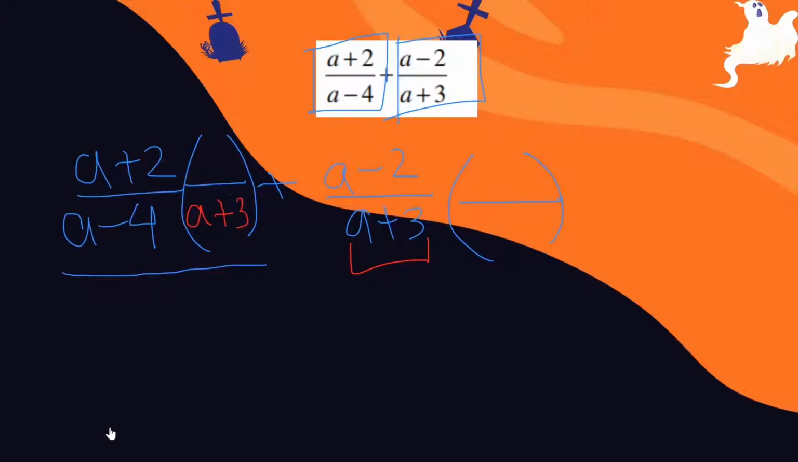And whatever you do to the bottom, you should do to the top. Because if you don't do the same thing to the top, you're just going to change the entire fraction. If I'm multiplying the top and the bottom by the same thing, I can literally cancel them out, because if I have the same thing on the top and the bottom, they cancel out to be one. And I did not change the original fraction because I just timed it by one. That is why whatever you do to the bottom, you should do to the top.